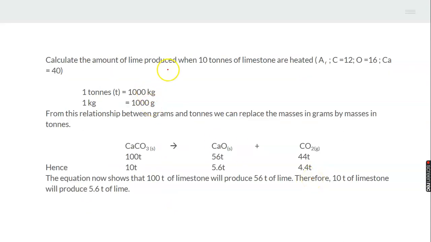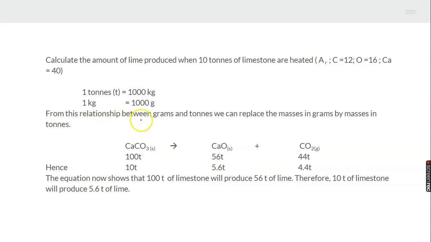So calculate the amount of lime produced when 10 tons of limestone are heated. On your metric conversion, you have 1 ton to be 1,000 kilograms, and 1 kilogram will give you 1,000 grams. So definitely your 1 ton will be equivalent to 1 million grams if you do your calculation well. But we will have a lot of decimal points, so I don't want to use that.